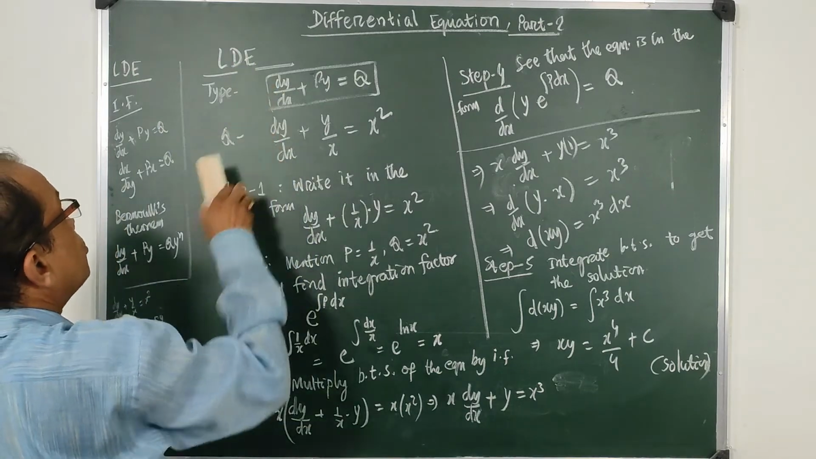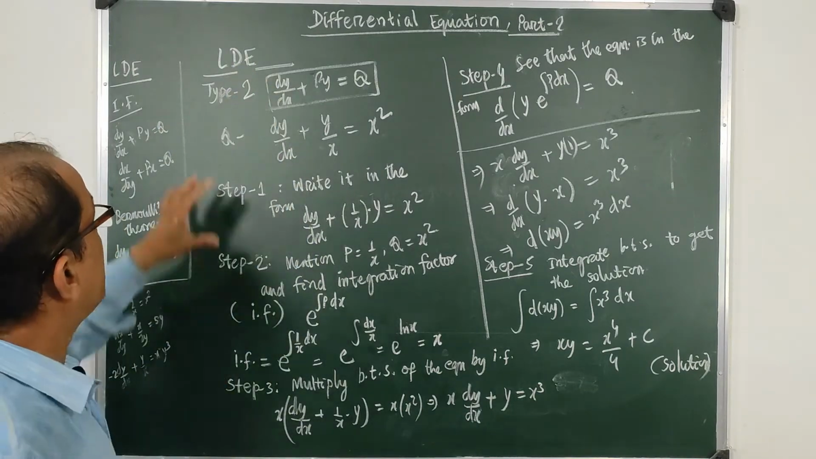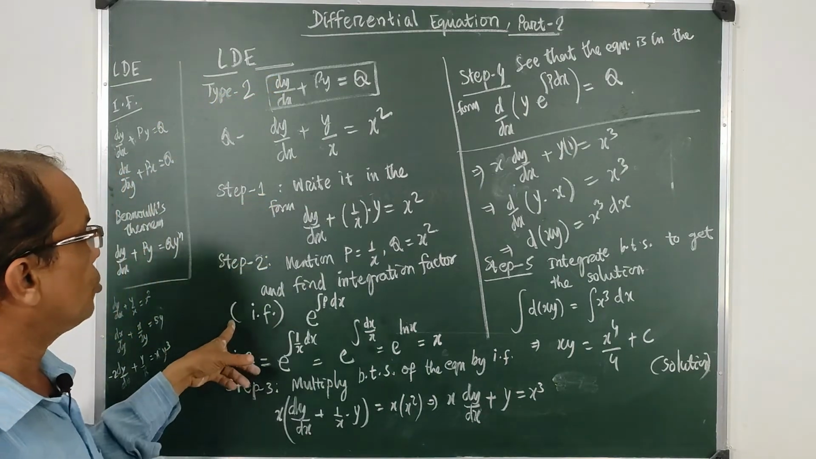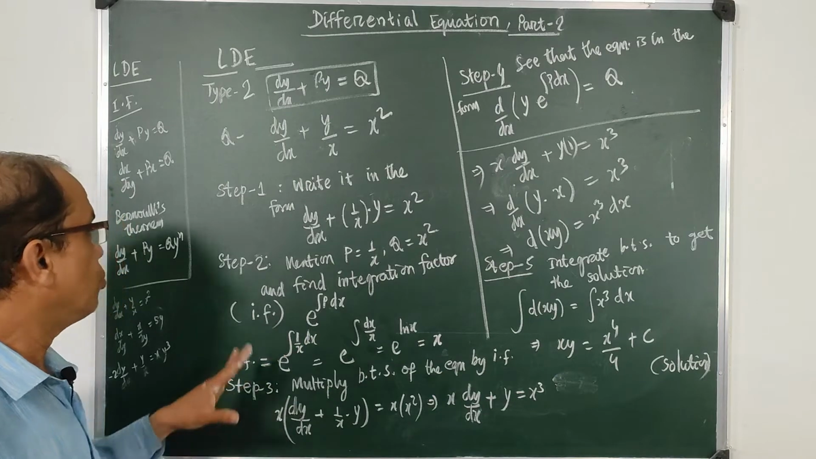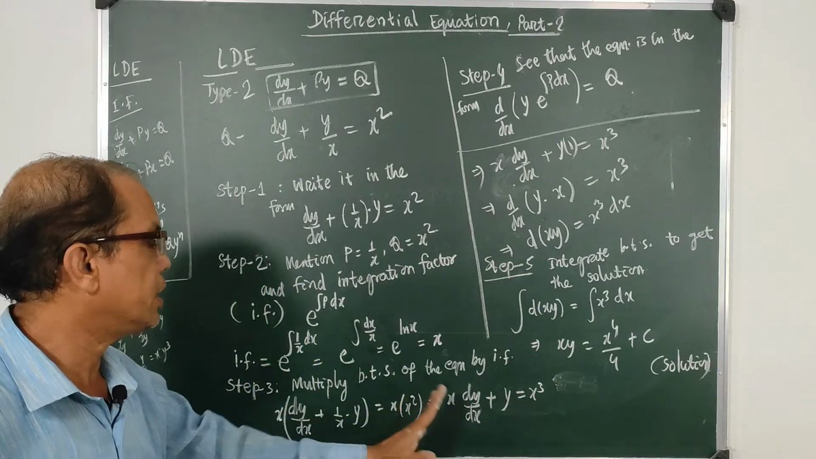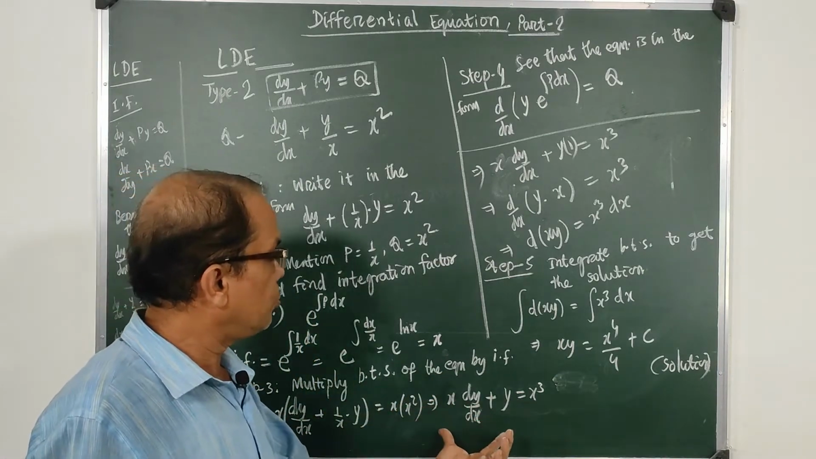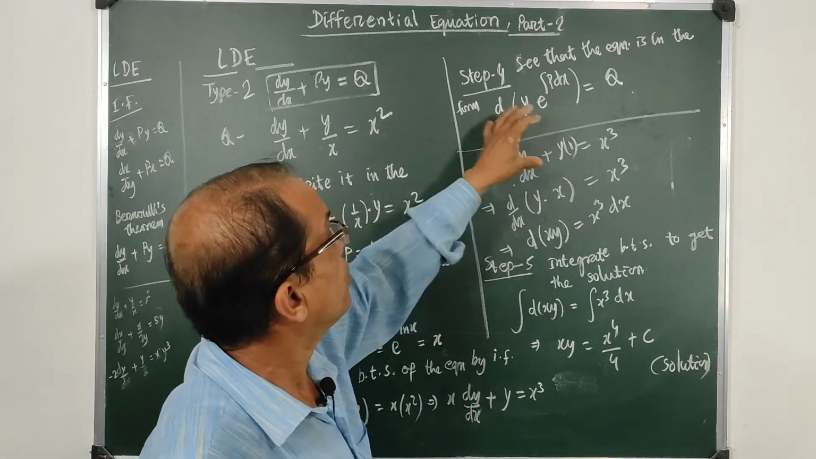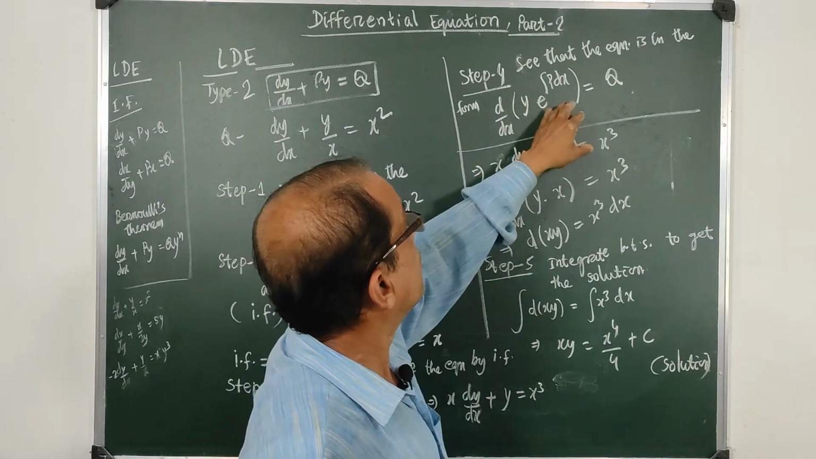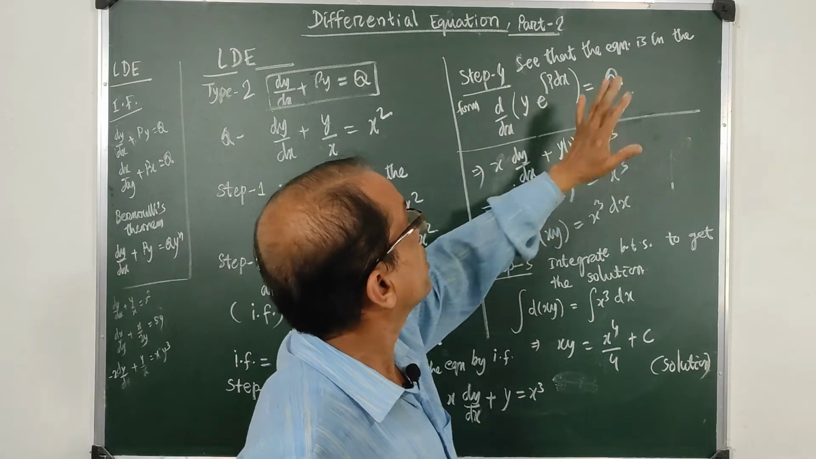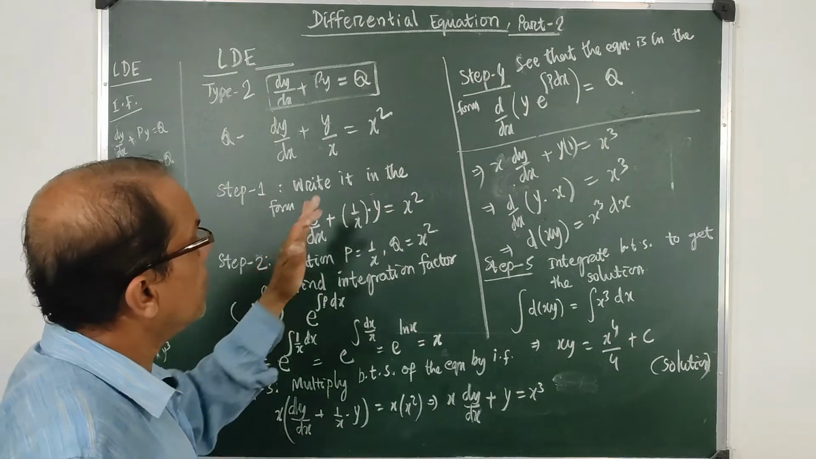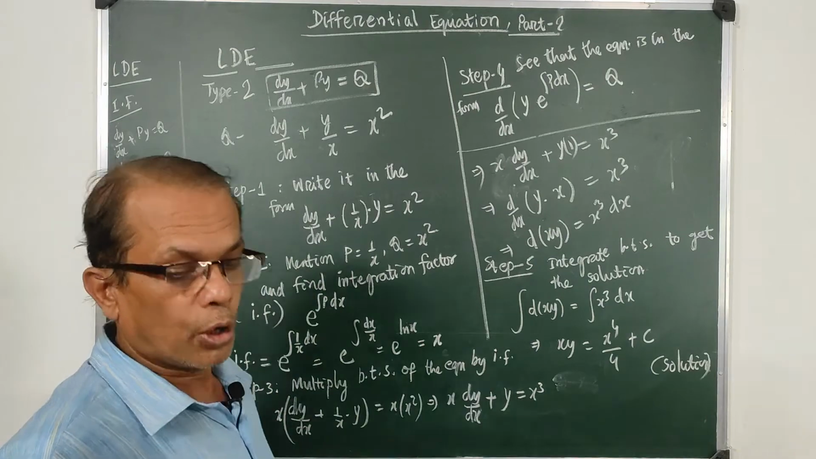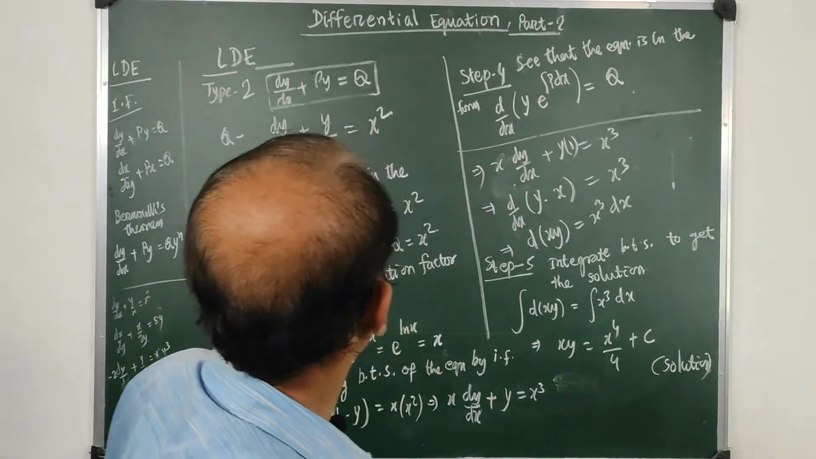Let us go for type 2. And what did we do? In the first step we wrote it in the form, then we found the integrating factor, then we multiplied the integrating factor to both the sides, and then we have to check if this is put in the form of the differentiation of the y factor and the integrating factor, with the second function q, and then we integrate both the sides to get the solution. Let us follow exactly the same method for the second type.